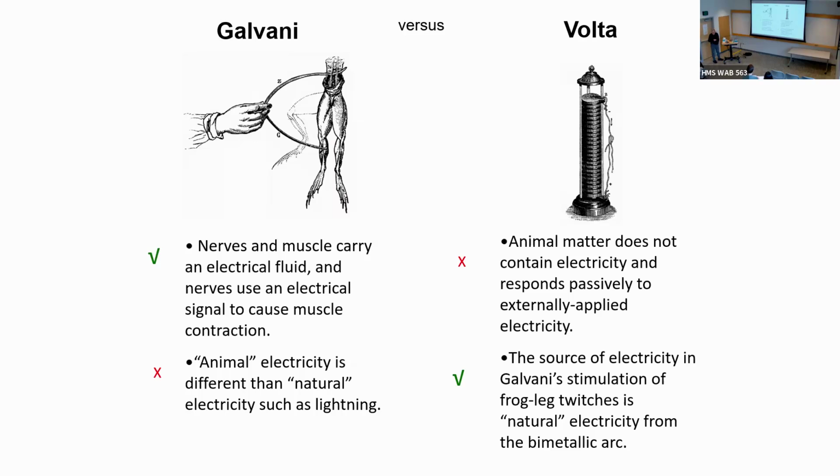And so he was actually right about that. And on the other hand, Galvani was obviously completely correct that electricity was used by nerve and muscle in a native way, but he thought this was completely different than the electricity of lightning.